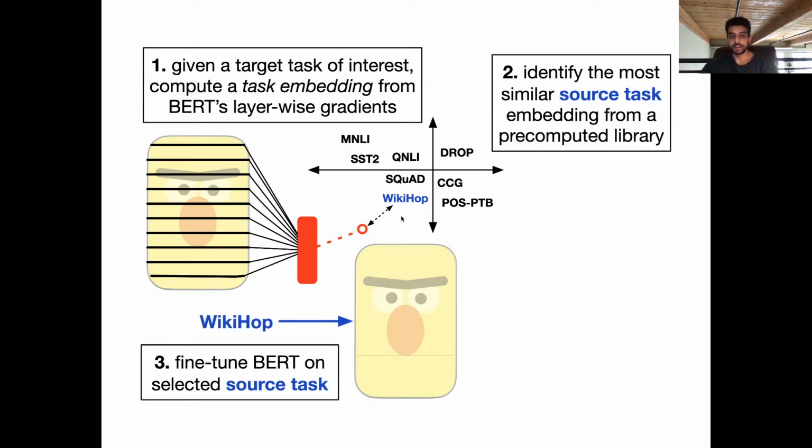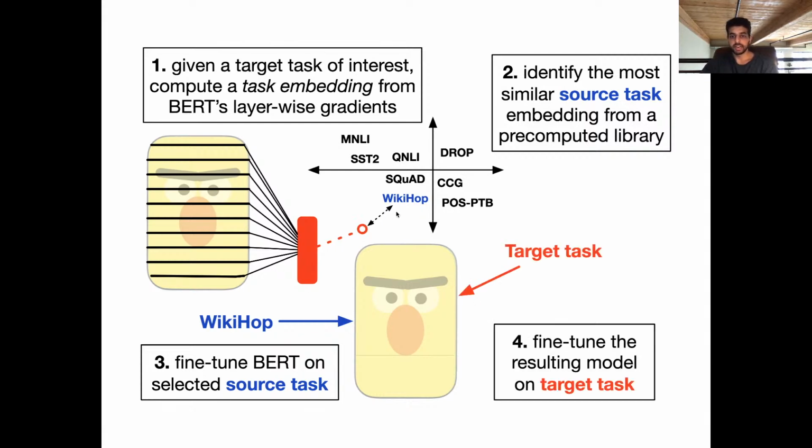Now that I've identified this single task that's the closest in this task embedding space to the one that I care about, I'm going to fine-tune BERT on WikiHop, and then I'm going to fine-tune the resulting model on my target task. So we're essentially using these task embeddings as a way to figure out which of all of the existing tasks I should select for intermediate fine-tuning.